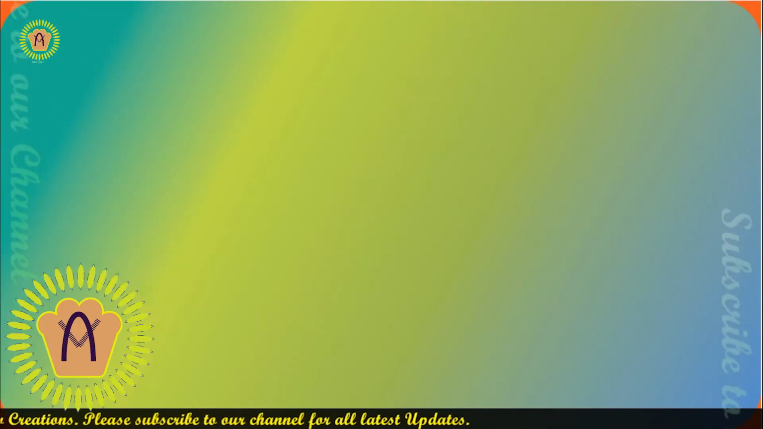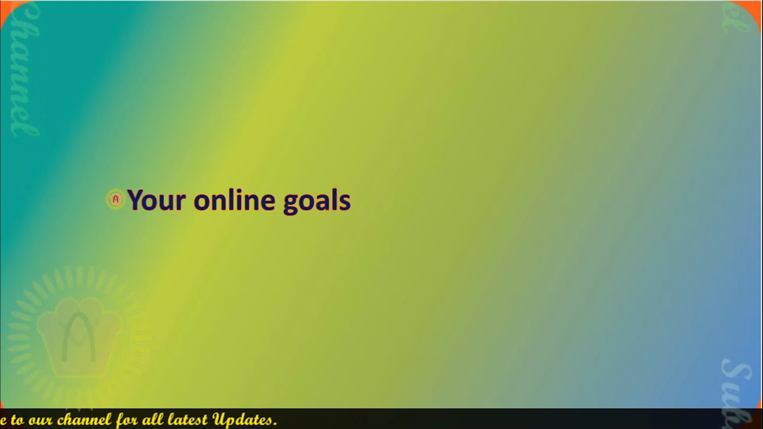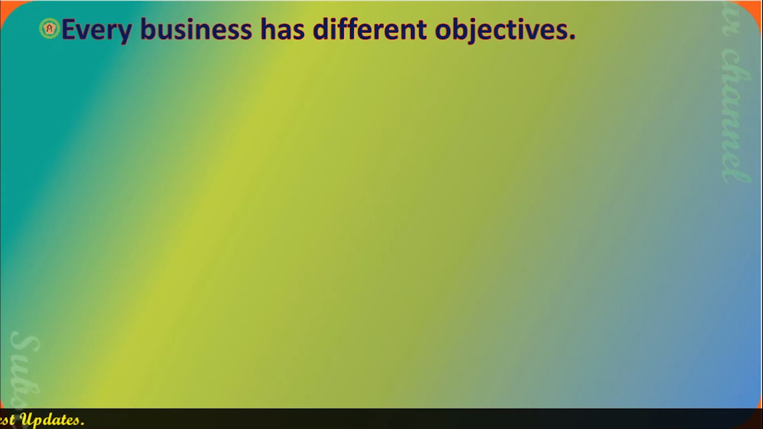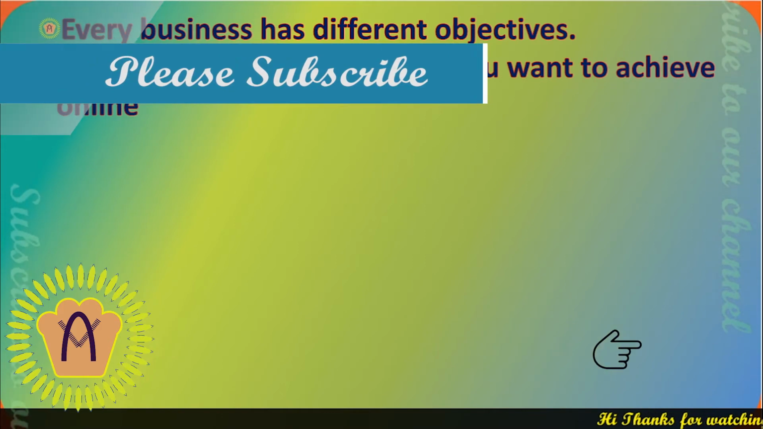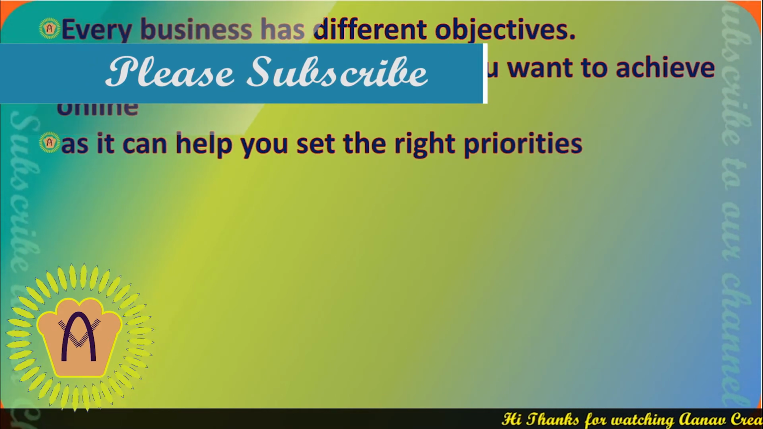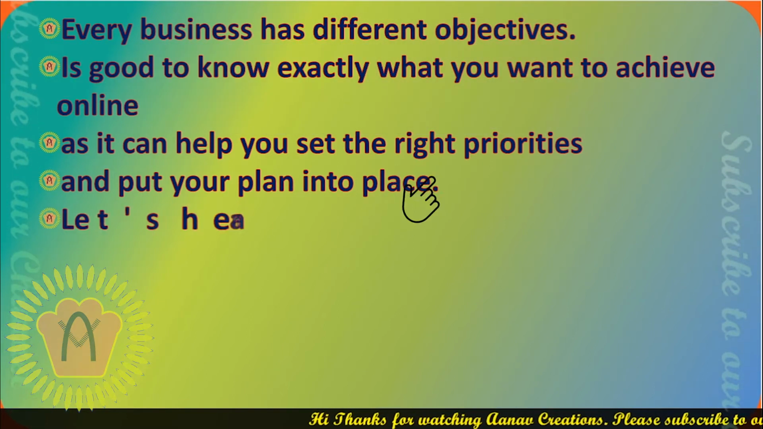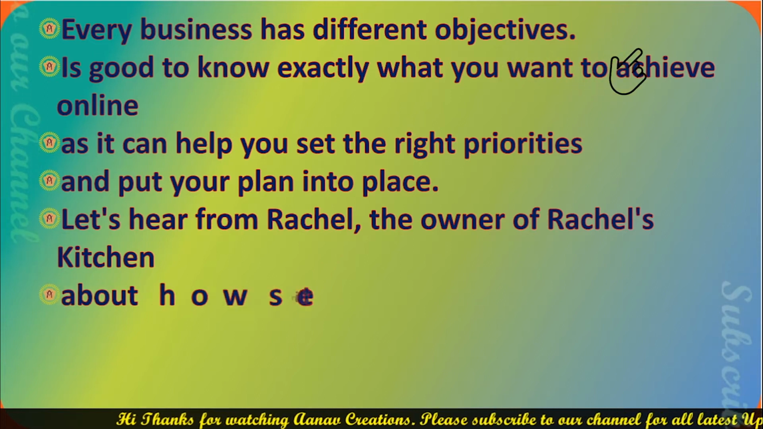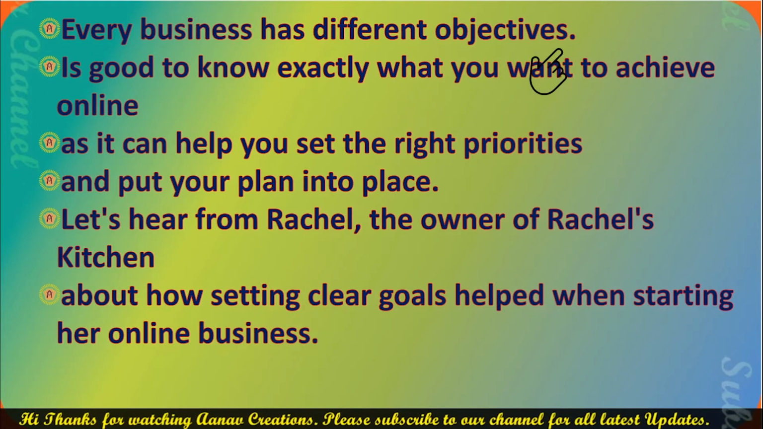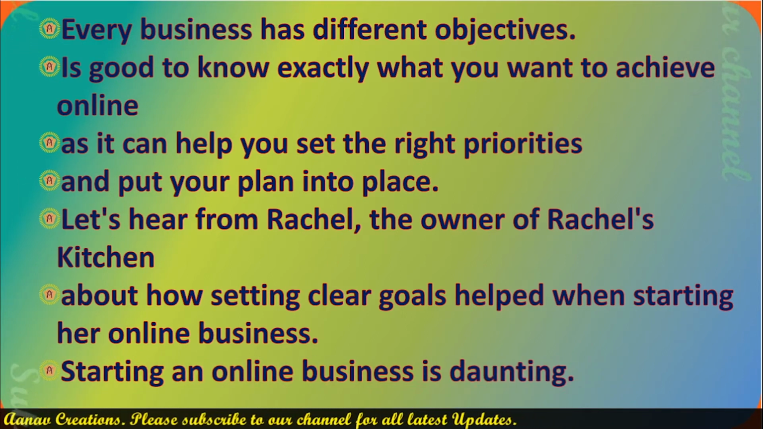Welcome back friends. Now the topic, as I told you, is online goals in digital marketing strategies. Every business has different objectives. It's good to know exactly what you want to achieve online, as it can help you set the right priorities and put your plan into place. Let's hear from Rachel, the owner of Rachel's Kitchen, about how setting clear goals helped when starting her online business.